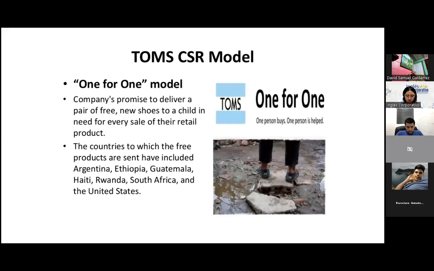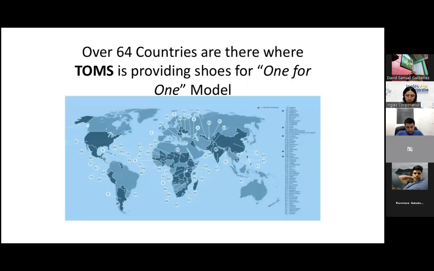Okay. And next. Okay, Tom's CSR model, one for one model. Companies promise to deliver a pair of new shoes to a child in need for every sale of their retail product. The countries to which the free products are sent have included Argentina, Ethiopia, Guatemala, Haiti, Rwanda, South Africa, and the United States. Next, please.